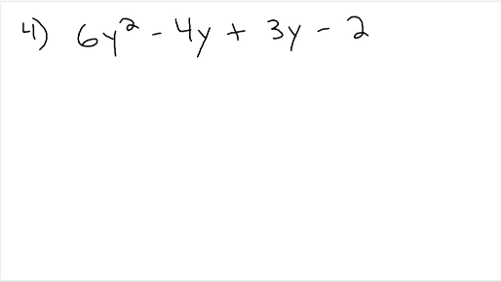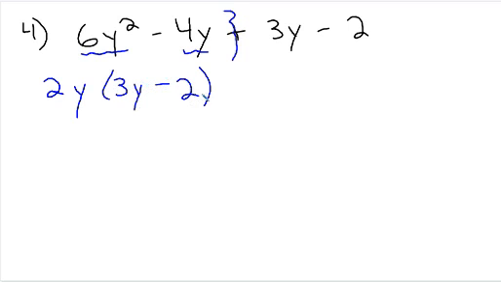Let's say that I had 6y squared minus 4y plus 3y minus 2. Once again, we're going to split this thing in half, and I'm going to start with this one. What can I pull out of both of these? I can pull out a 2y, which leaves me with 2y times what makes 6y squared. That's 3y minus 2. So guess what? There's going to be a 3y minus 2 over here.